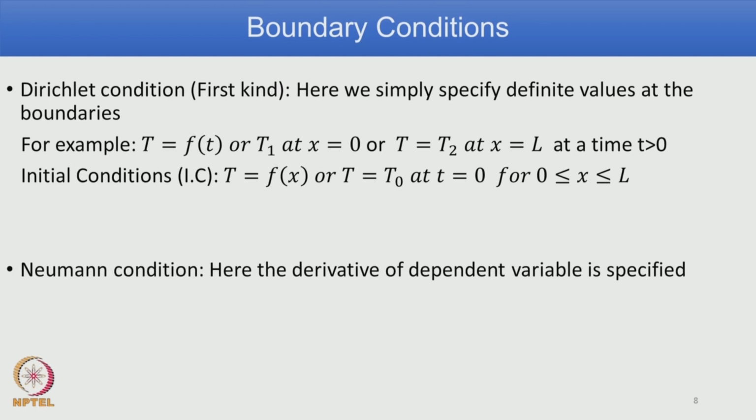Next is a Neumann boundary condition. Here we specify the derivative of the dependent variable. So, for example, you say ∂T/∂x equal to 0 at x equal to L. In the previous case we said T is equal to T2, a specific value. Here we are specifying the derivative ∂T/∂x equal to 0 at x equal to L for the same time greater than or equal to 0.